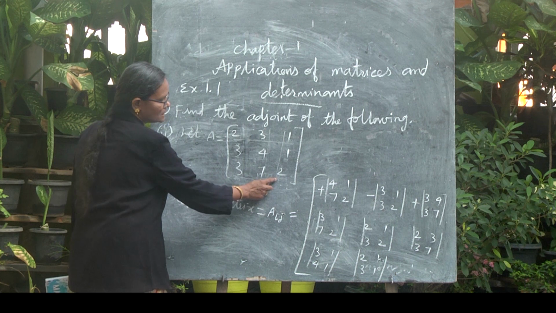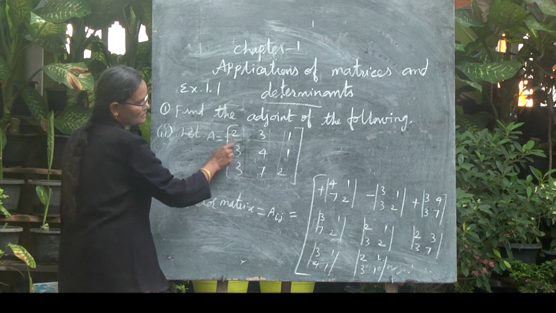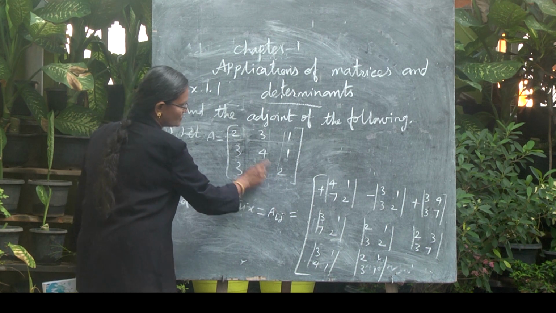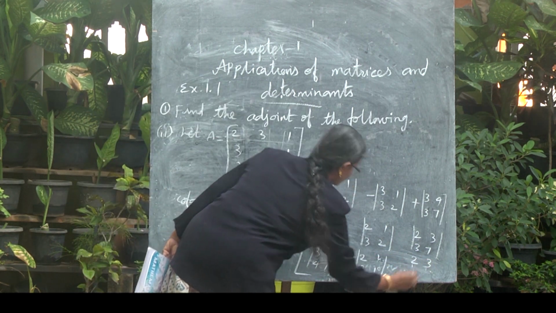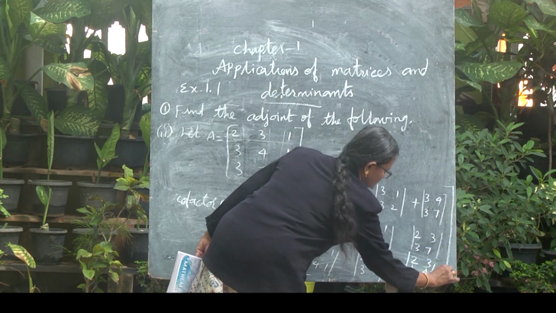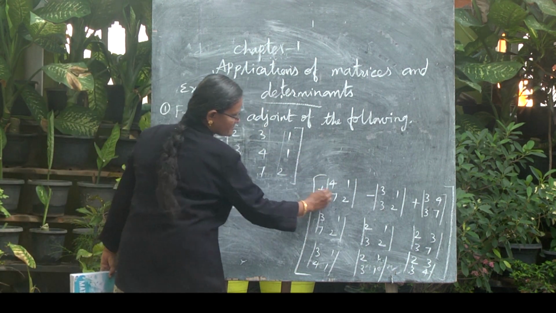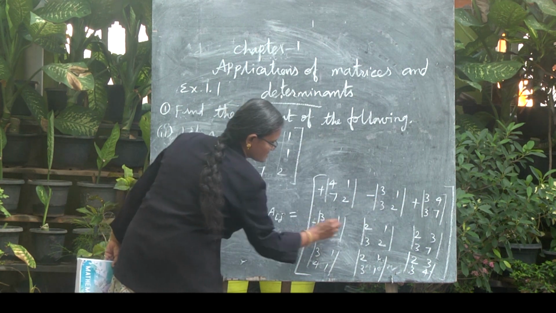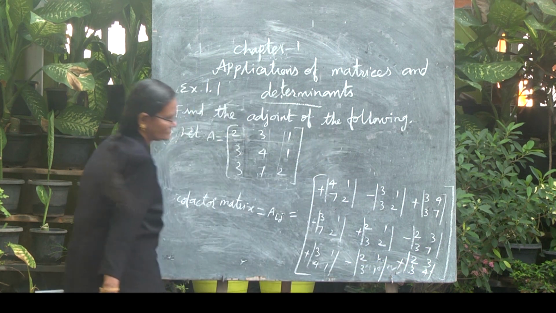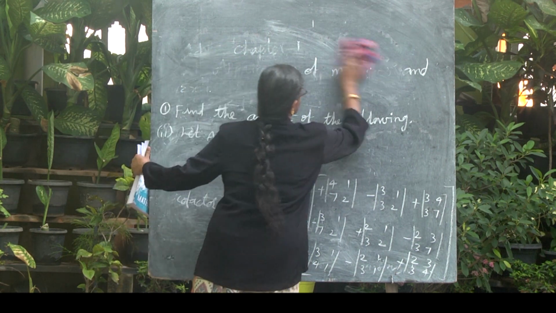The last element 2. The position of 2 is third row, third column. Ignore that third row and third column. What are the remaining elements? 2, 3, 3, 4. That is called the minor of 2. All the elements are covered within the square bracket. Here alternate signs are used: plus, minus, plus, minus, plus, minus, plus, minus, plus. Now we can simplify the elements here.